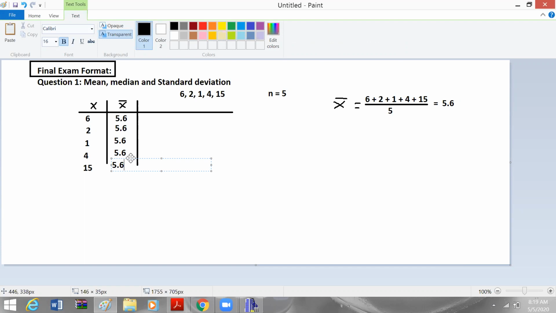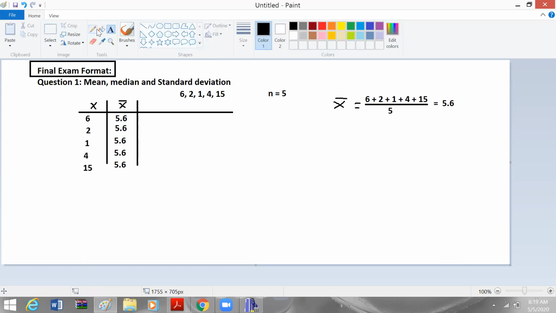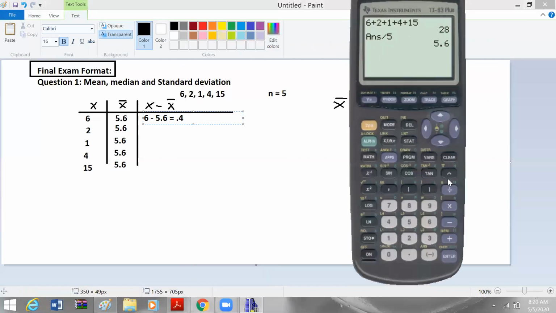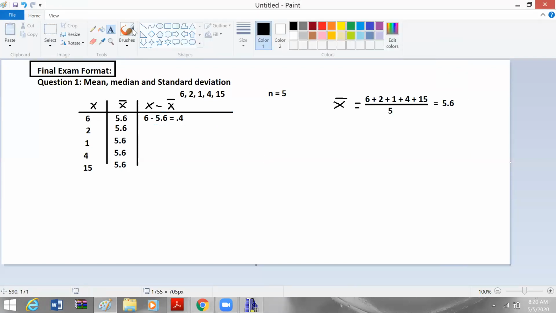And after that, we're going to subtract them, right? We're going to take the data, subtract the mean. So this is what we have earlier: data, subtract the mean. So we're going to do 6 minus 5.6 on this column, and we got 0.4. Right? And then we're going to do this calculation. So 6 minus 5.6, we got 0.4. And we take 2 minus 5.6.